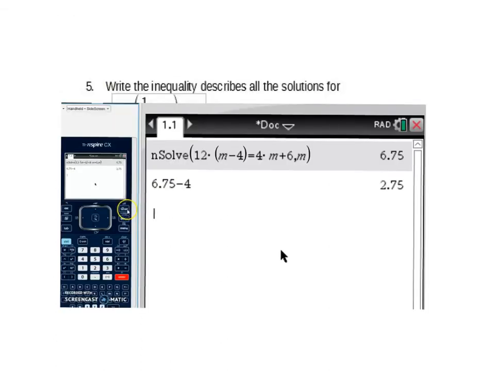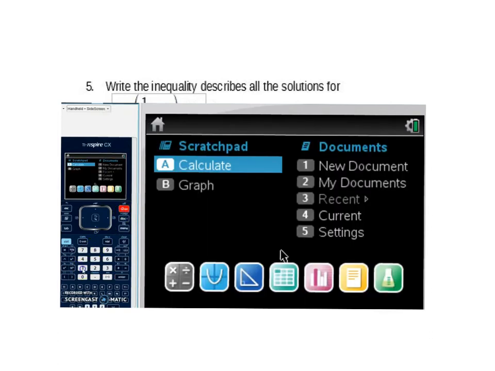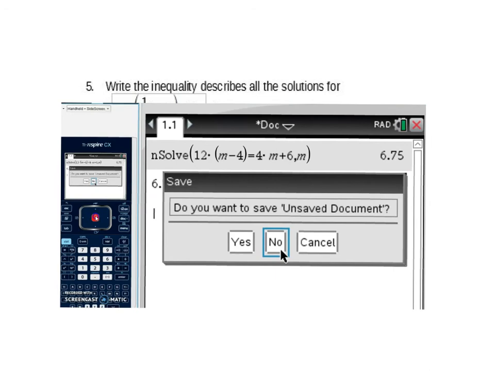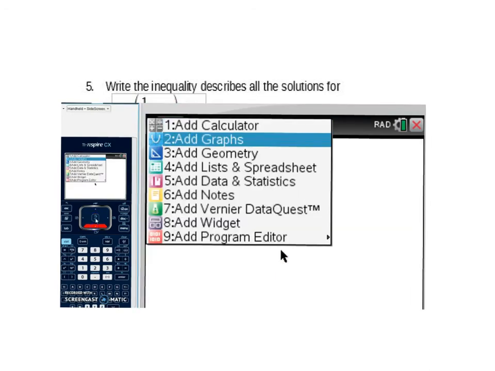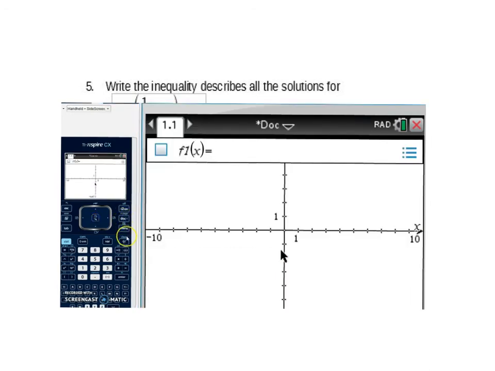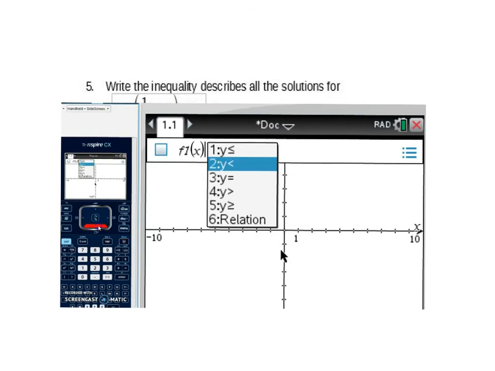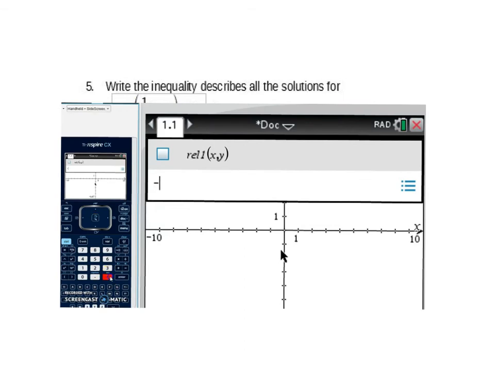So, on your calculator, you're going to go to Home. You're going to go to New Document. We don't want to save that one. And we're going to go to Graphs. Now I'm going to press Delete. And now I'm going to go to Relation. After I hit Relation, I'm now going to type in the problem.